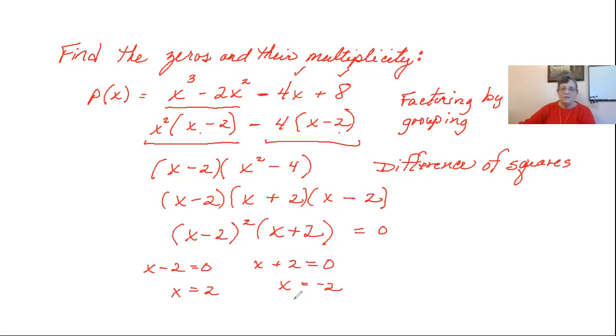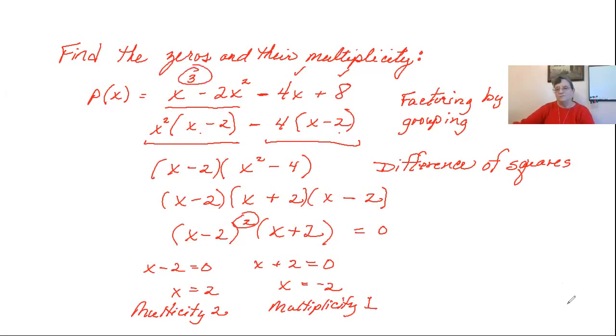This one is just a single factor, so this one has multiplicity 1. This one is squared, so this is actually 2 of the factors. So it would have multiplicity 2. And notice that we've got 1, 2, 3 matches up with the x cubed. Let's look at another one.